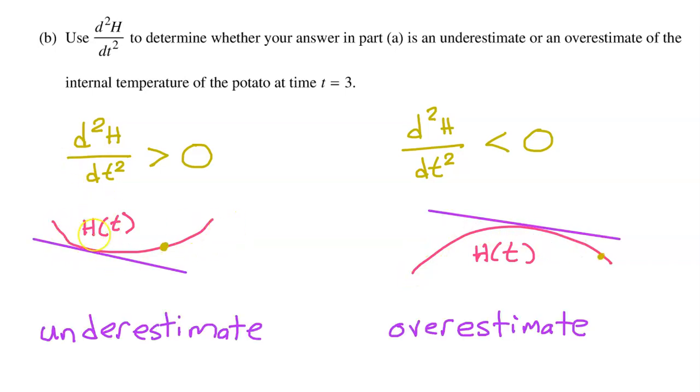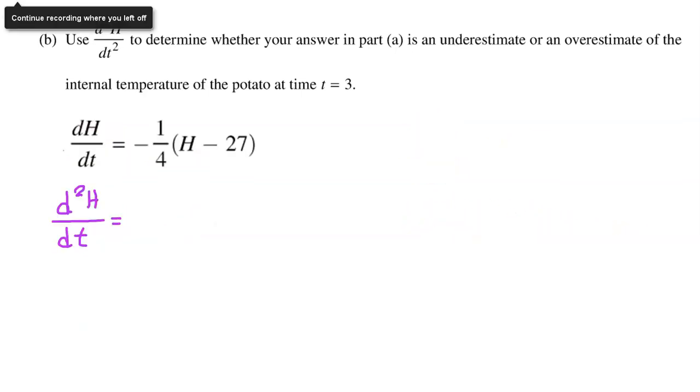If h of t is concave up, the tangent line approximation will always give an underestimate because the tangent line is always below the curve. If h of t is concave down, a tangent line approximation will give an overestimate because the tangent line in this case is always above the curve.